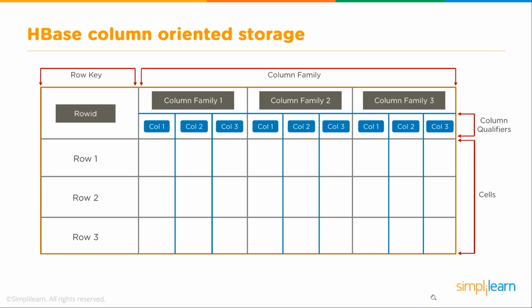And this is really one of the important references: each row has to have its own key, or your row ID. And then you have your column family. And in here you can see we have column family 1, column family 2, column family 3. And you have your column qualifiers. So in column family 1, you can have 3 columns in there. And there might not be any data in that.